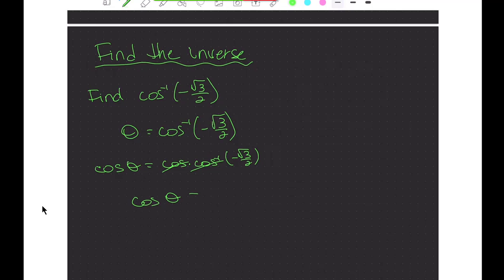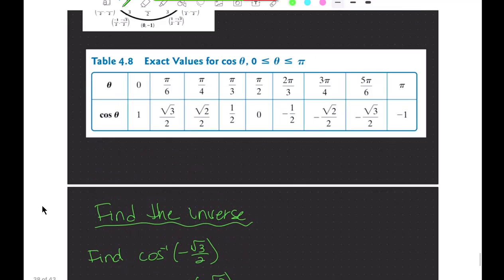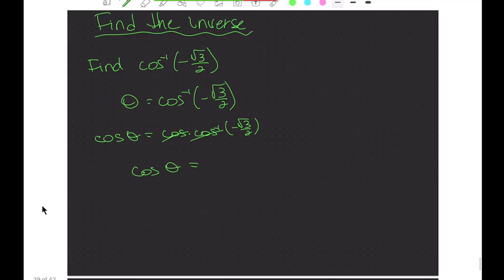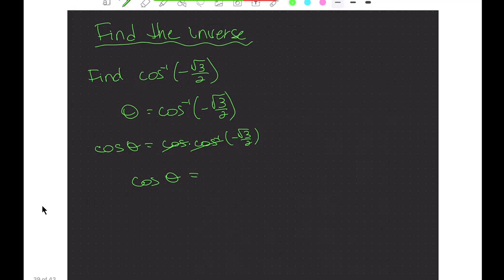So cosine theta equals negative square root of 3 over 2. You find where cosine is negative square root of 3 over 2. Anybody find it? 5 pi over 6. Let me rewrite that, it's written improperly. Negative square root of 3 over 2. So then our theta is 5 pi over 6.